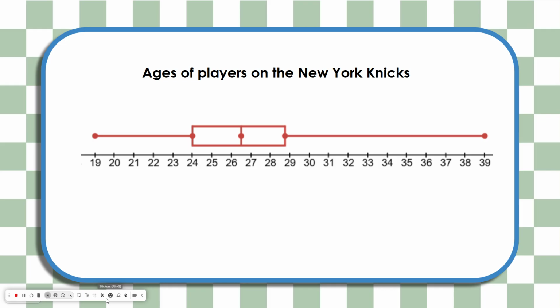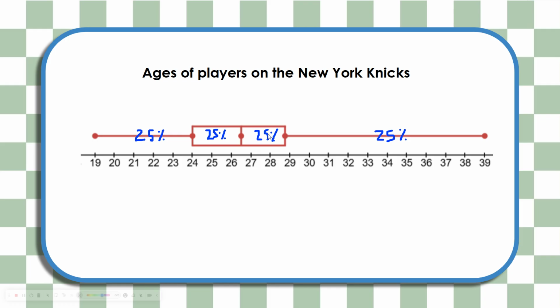So you need to remember that each quartile represents 25%. So 25% of the team is between 19 and 24. 25% of the team is between 24 and 26 and a half. Another 25% is between 26 and a half and 29. And another 25% is between 29 and 39.